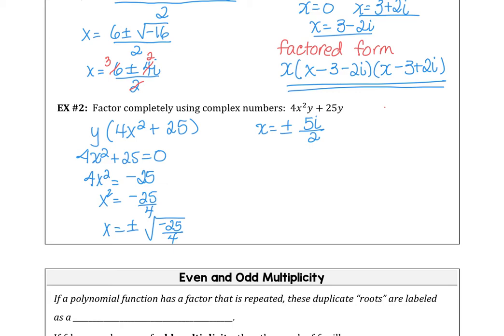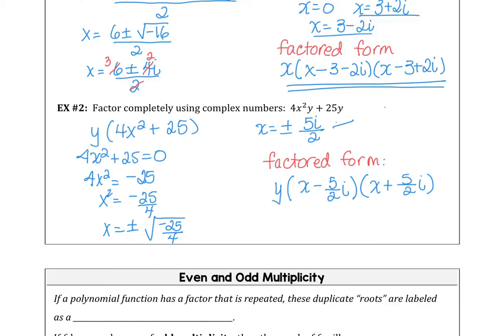Now, factoring that in factored form, we've got the y as the greatest common factor, and then x minus 5i over 2 and x plus 5i over 2. We're just simply taking this factor, x equals 5i over 2, and then subtracting if it was the positive, and then adding if it was the negative, to get factored form.